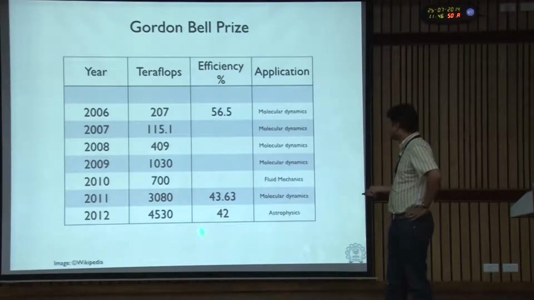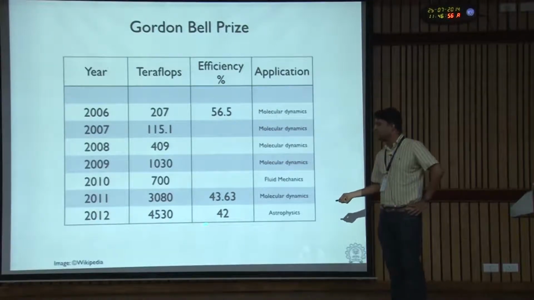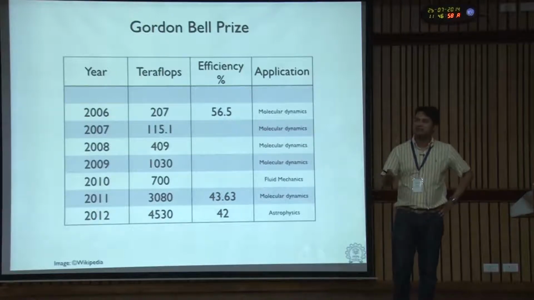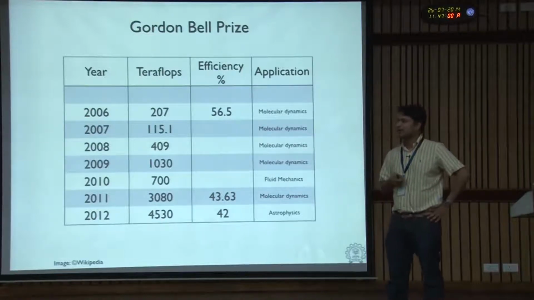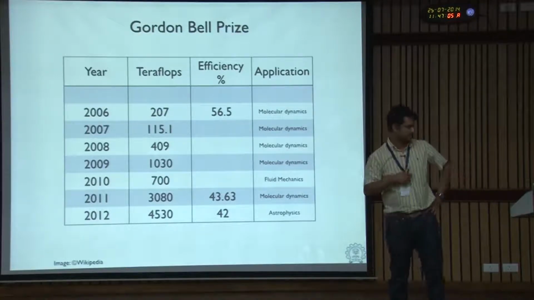So the goal is we want to improve this efficiency. And once we improve this efficiency, only then can we claim that we really are scaling our applications to these millions of processing cores, if possible. Okay?